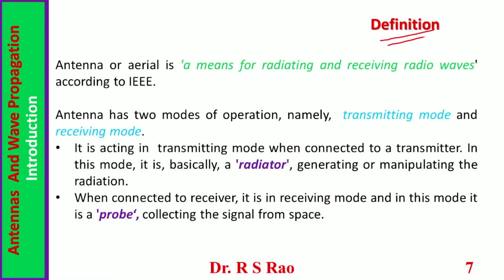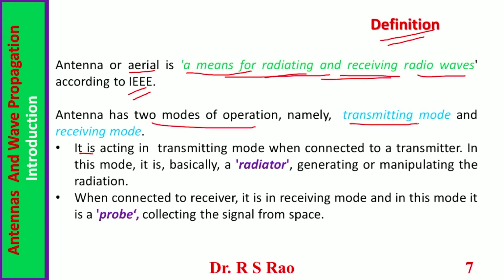Now we consider the definition of antenna. Another name for antenna is aerial. A definition has been given by IEEE. It is a means for radiating and receiving radio waves. This is a definition from IEEE. Antenna has two modes of operation: transmitting mode and receiving mode.